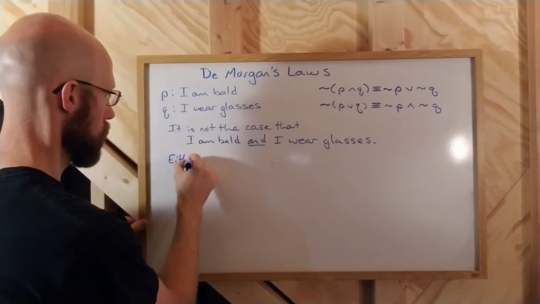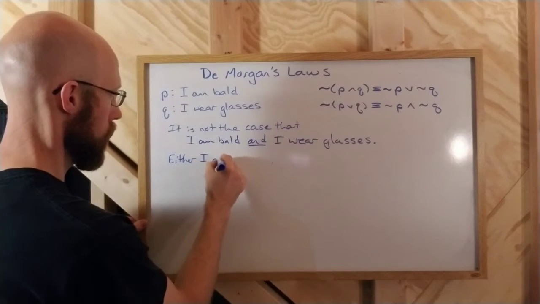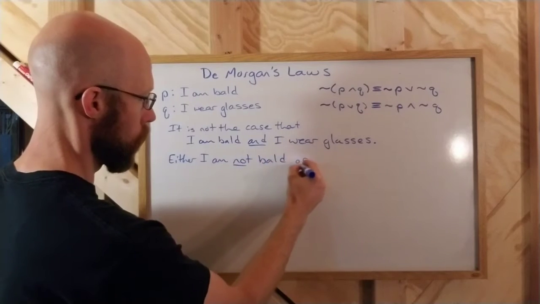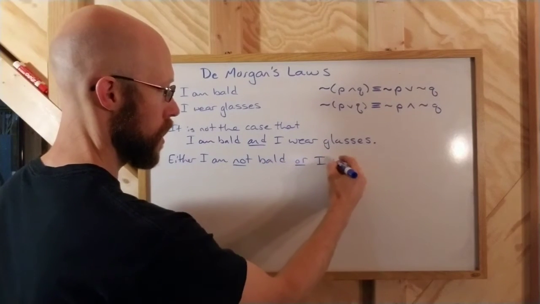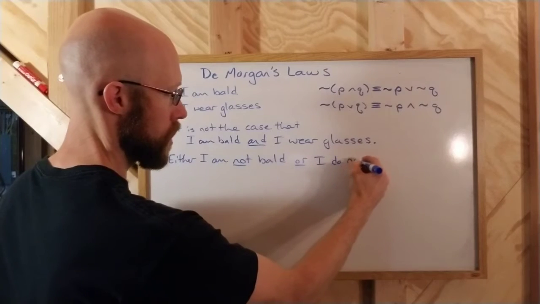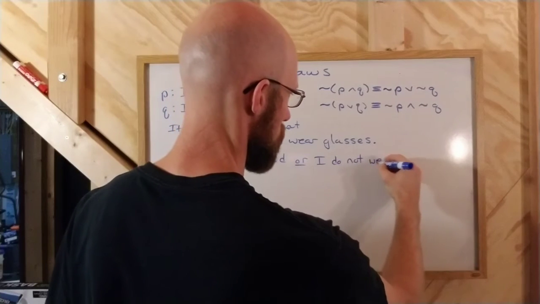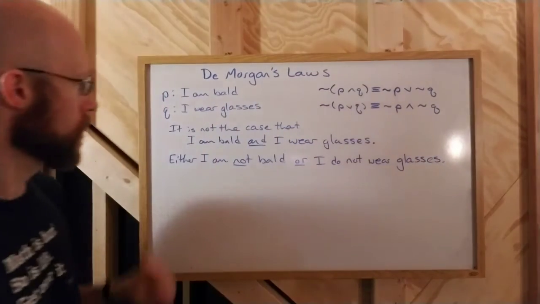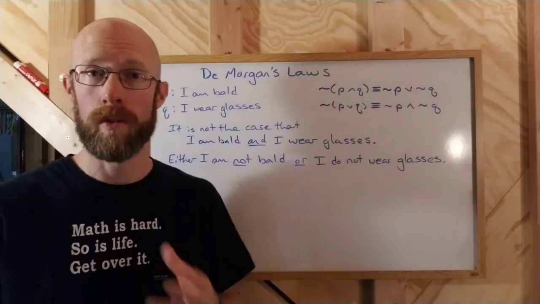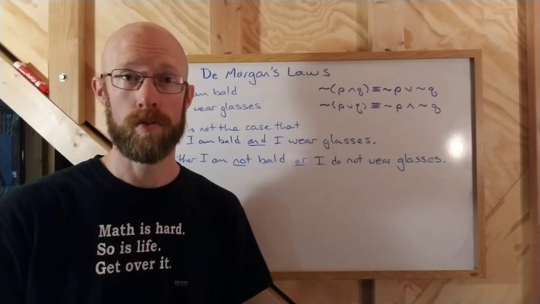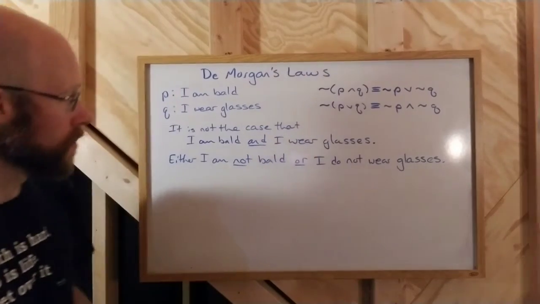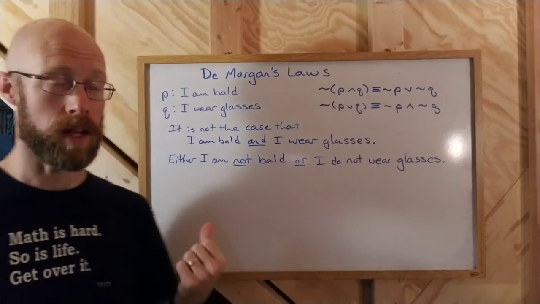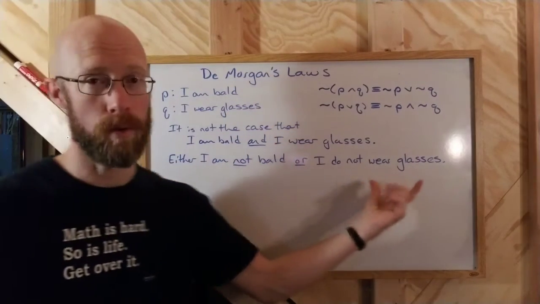Essentially, you're saying either I am not bald or I do not wear glasses. Okay. These two sentences then are equivalent to each other in terms of their truth value. They really are saying the same thing. You're saying it's not the case that I'm both bald and wear glasses, and that's saying one of those two things isn't actually going on. So either I'm not bald or I don't wear glasses.